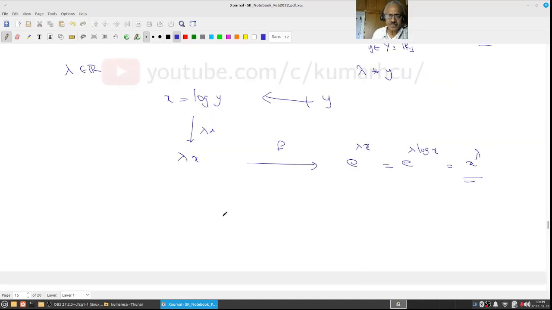You understand? Hence lambda star y: e power log y is y, right? I'm going fast since the time is running out. You do the scalar multiplication of x, that is lambda times log y, and push it forward by f, that is e power lambda log y, which is y power lambda. Therefore it is y power lambda.